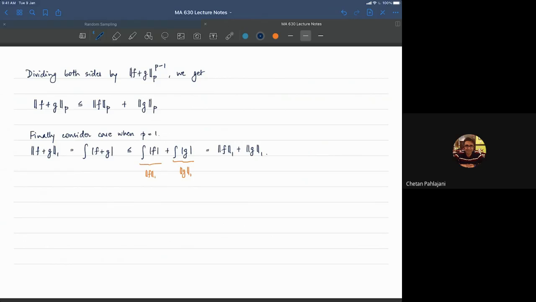All right, so now we have covered everything except the case p equals infinity, which has been left for you to fill in. Any questions?